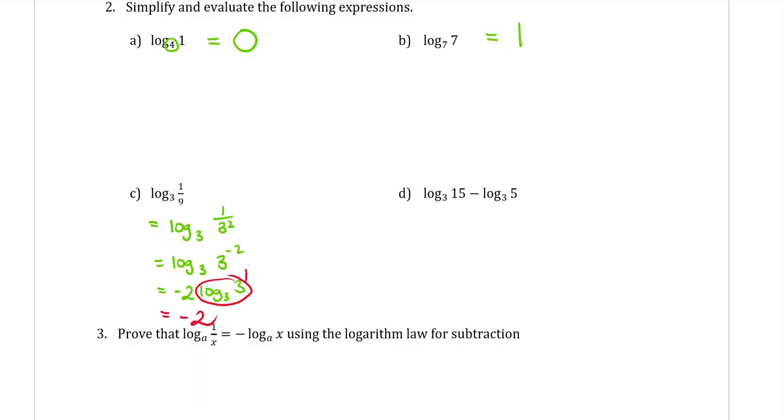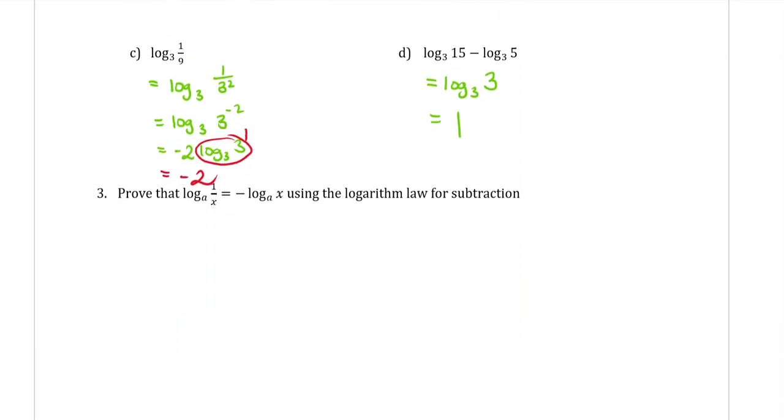Part D, log base 3 of 15 minus log base 3 of 5. When we are subtracting logs with the same bases, we can keep the base and divide the numbers. 15 divided by 5 is 3, and log base 3 of 3, or 3 to the power of what gives 3, is equal to 1.